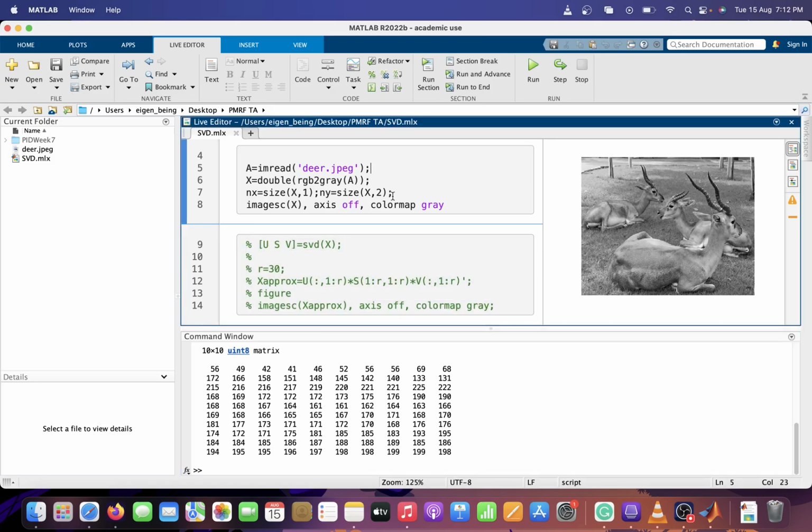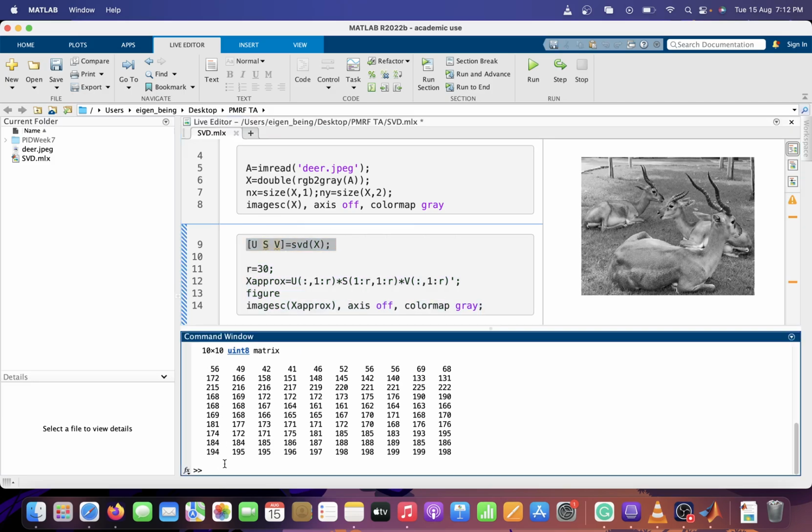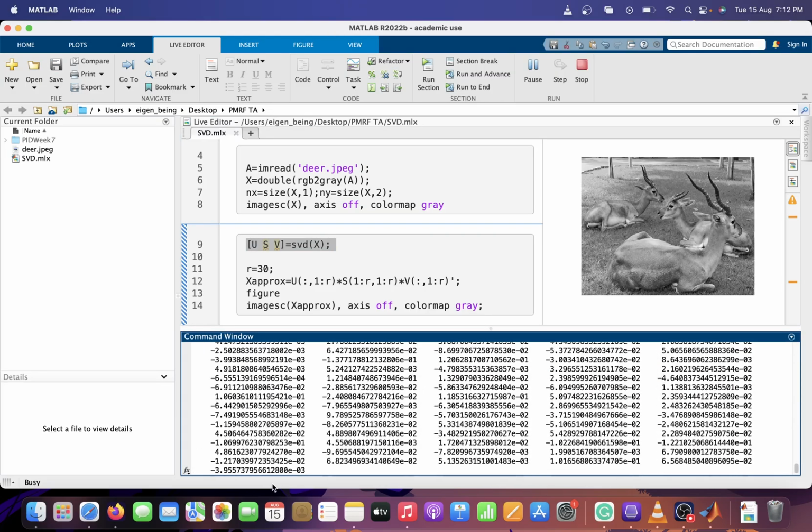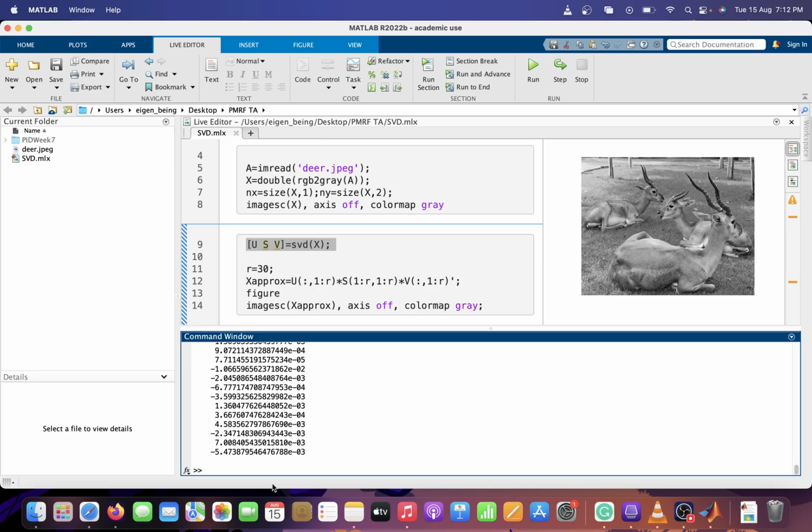Now I take the SVD of this matrix. Now I have U. Okay, so it's a huge matrix.